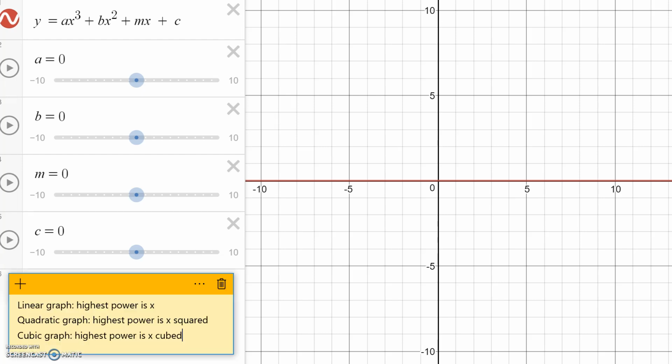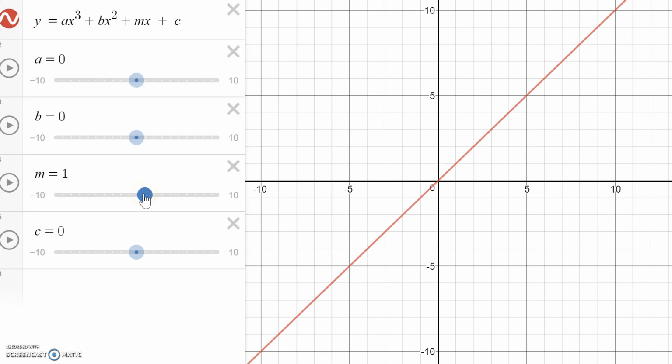Right, what we'll now look at is our first equation type, a linear graph. So a linear graph can have some x's in it, but no higher. So which coefficient changes my x's? It's the m value. So we're going to leave everything else at 0, and we'll set m as 1. So this would be the equation of the line y equals 1x, or y equals x.